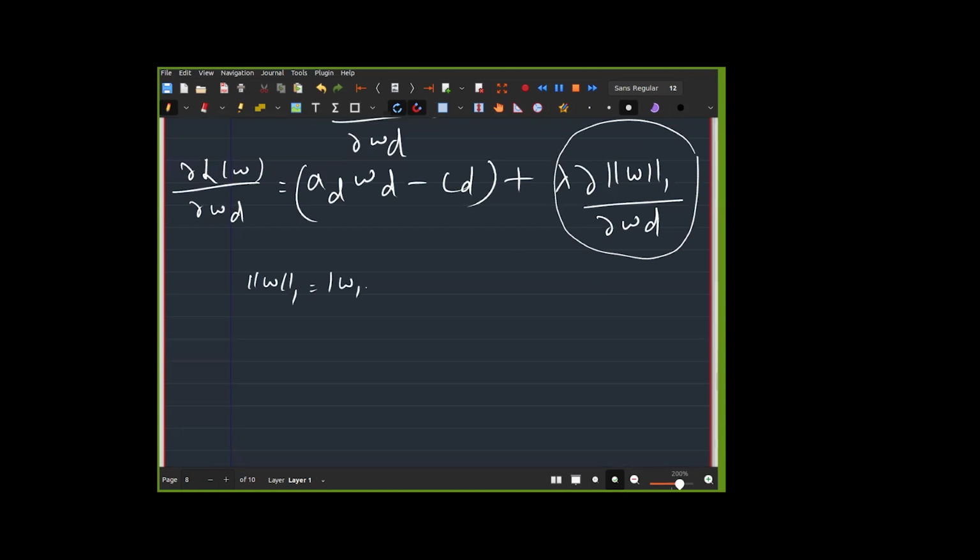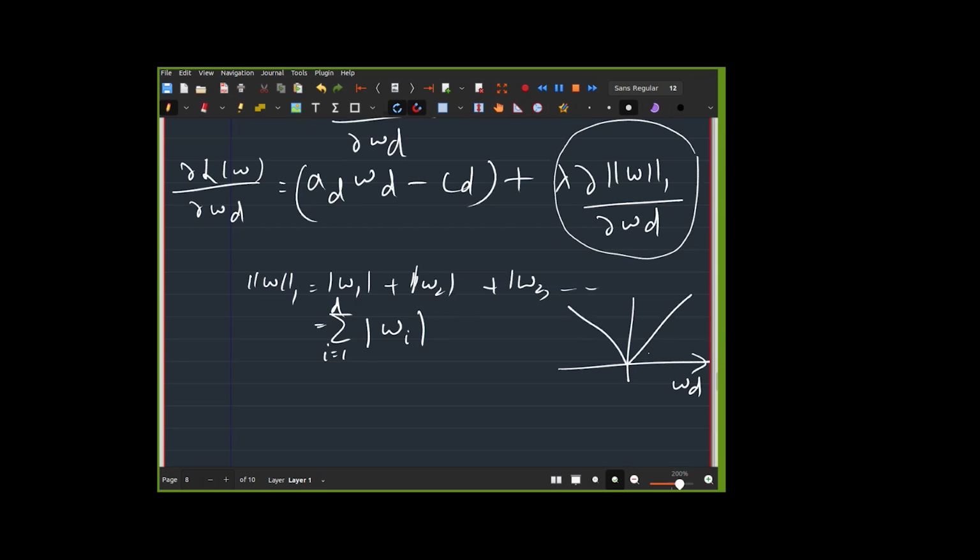So the L1 norm is just the absolute values of these things, and so on. So it's basically just the summation over i equal to 1 to D of the absolute value of Wi. So obviously when we are taking the derivative with respect to WD, everything else goes away and there's only the absolute value of WD. With the x-axis being WD, the absolute value of WD looks like this. If WD is positive, the slope is +1. If WD is negative, the slope is -1. And if WD is 0, all these lines can actually be a possible candidate for the gradient.